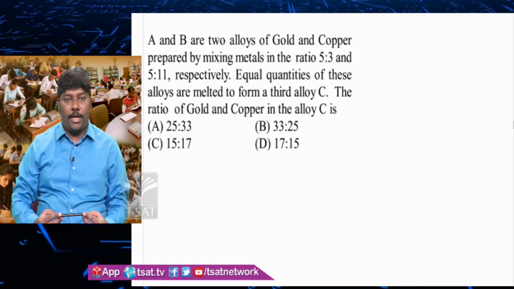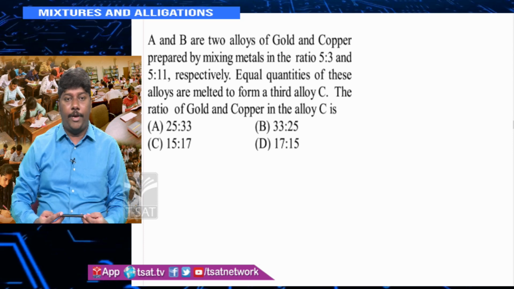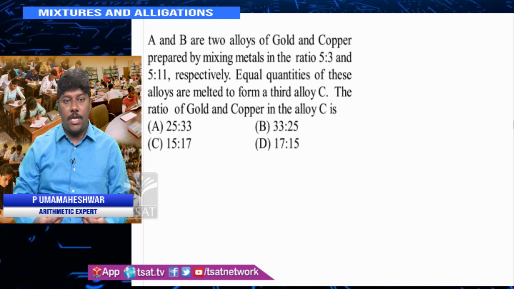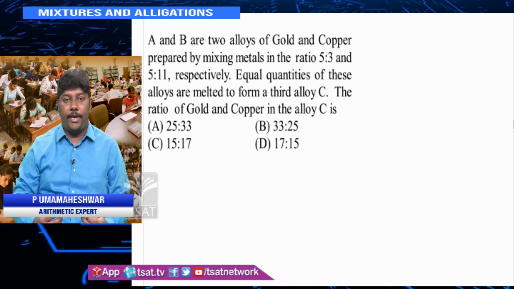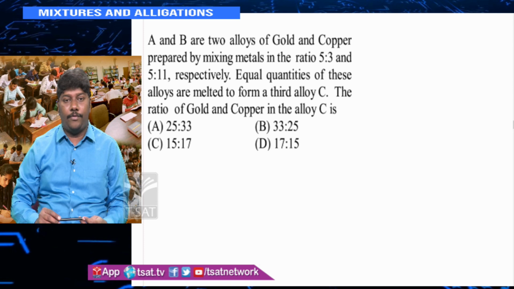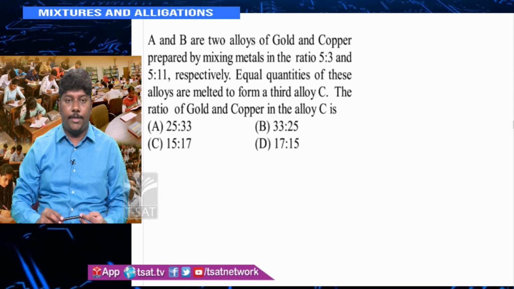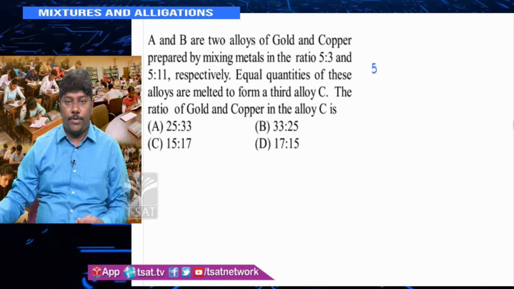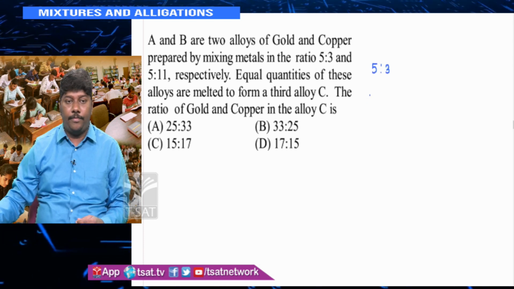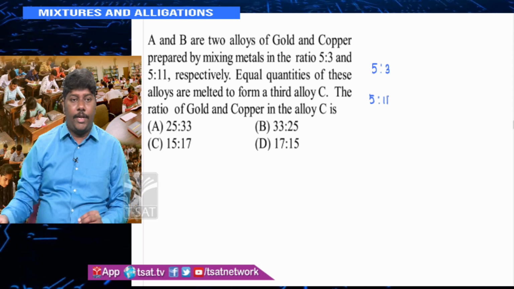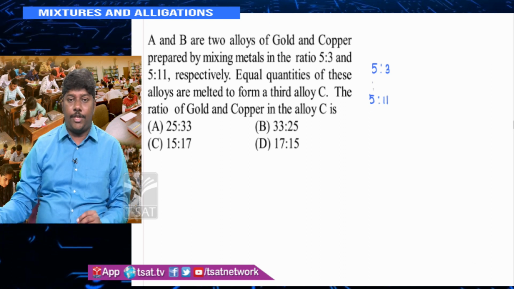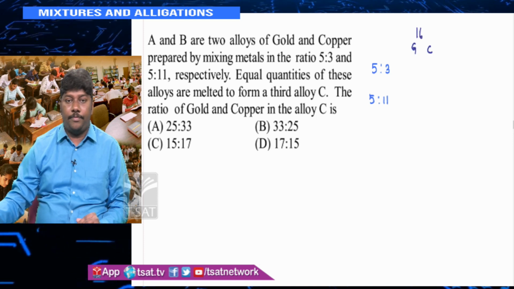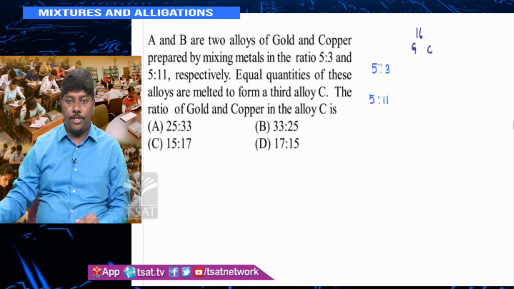Next one, A and B are two alloys of gold and copper prepared by mixing metals in the ratio of 5:3 and 5:11 respectively. Equal quantities of these alloys are melted to form a third alloy C. Find the ratio of gold and copper in the third alloy C. So here when they say equal quantities, this is also a kind of mixture. We have seen a lot of problems based on this. You take any number which is a multiple of 8 and 16. Take 16, how much gold and how much copper? 8 parts is 16 means each part is 2.